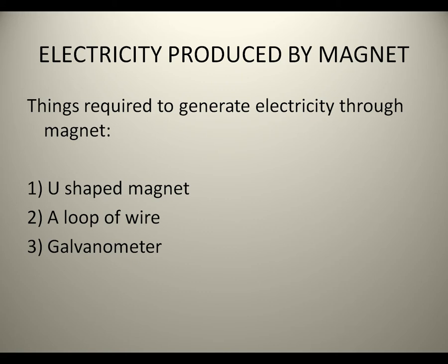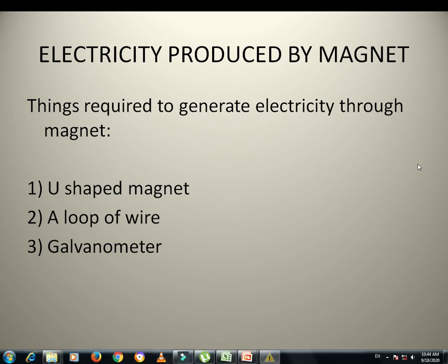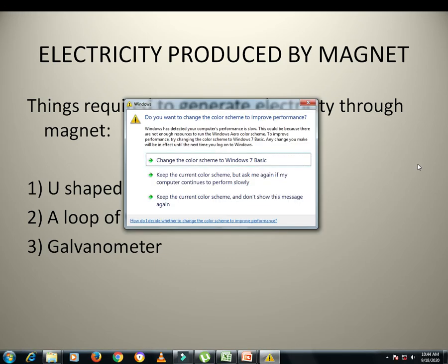The first is electricity produced by magnet. Things required to generate electricity through magnet. This means if you are using the magnet, what things you will require to generate it. Number one is a U-shaped magnet. Number two, a loop of wire. Number three, a galvanometer.